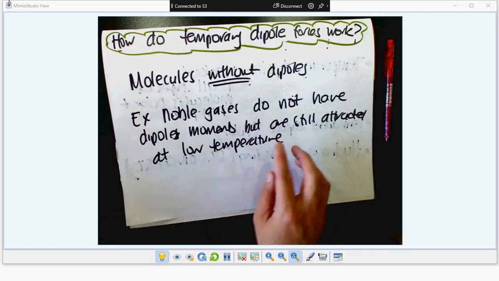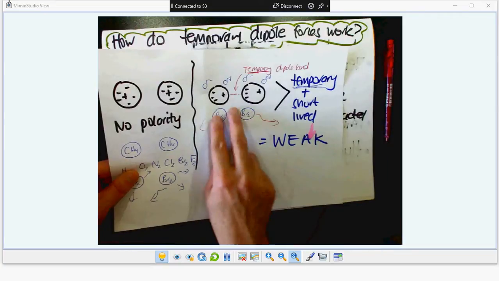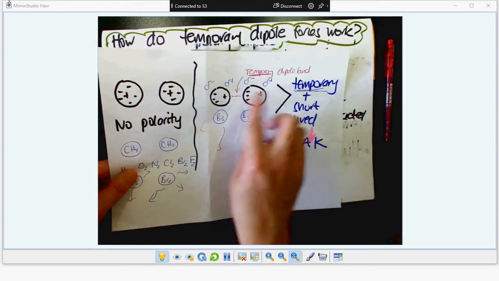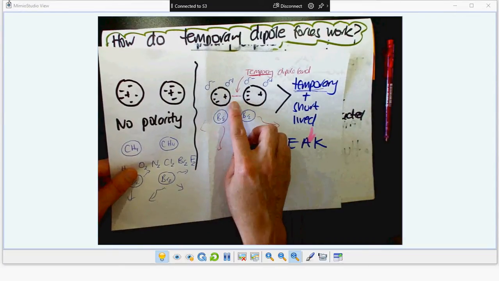So noble gases are always moving about, but for a fleeting moment, one end will be negative, one end will be positive, and there will be that temporary dipole force of attraction.